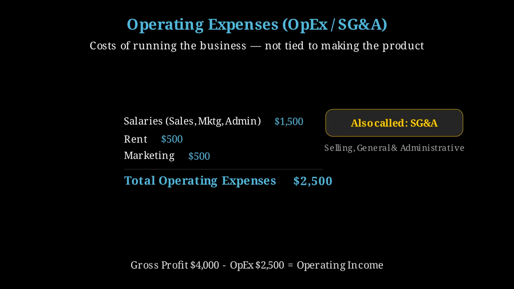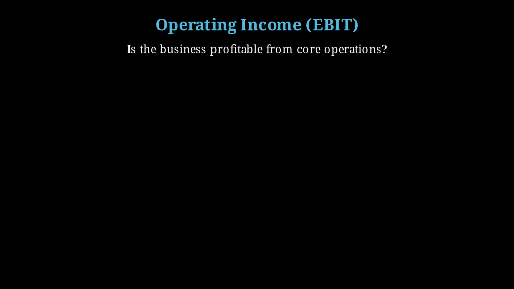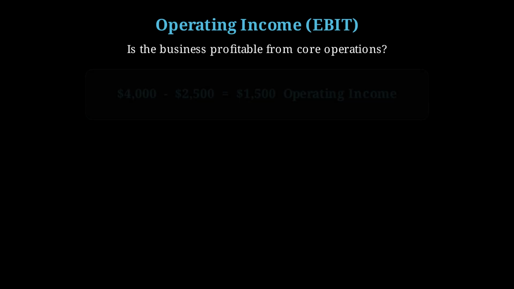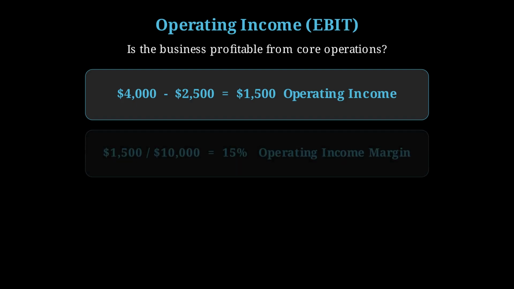For our widget company, operating expenses are salaries $1,500, rent $500, marketing $500. Total operating expenses are $2,500. Operating expenses are subtracted from gross profit to get operating income. Operating income is gross profit minus operating expenses. It tells you, is the business profitable from core operations? If gross profit is $4,000 and operating expenses are $2,500, operating income is $1,500.